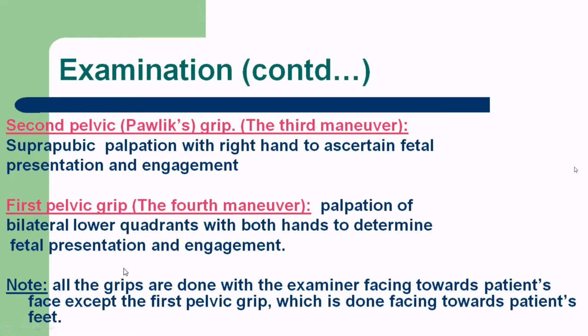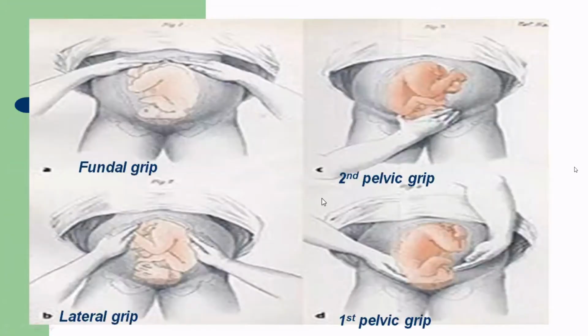Okay, all the grips are done with the examiner facing towards the patient's head end or face, except the first pelvic grip, which is done facing towards the patient's feet. That's why it is done last. Okay, all others are done facing towards the patient's head end. And only for the first pelvic grip you have to change your position to face towards the patient's feet. Okay, this is how it is done.